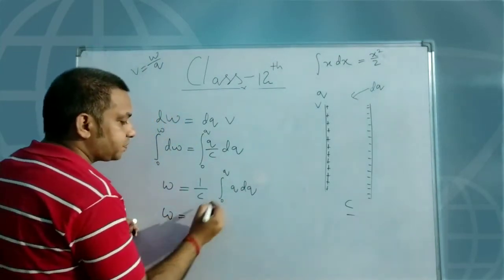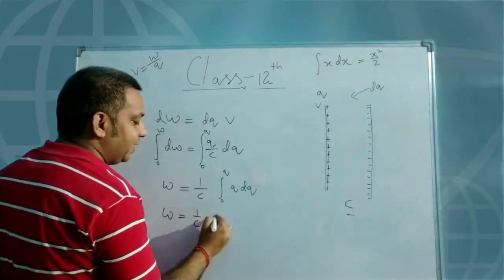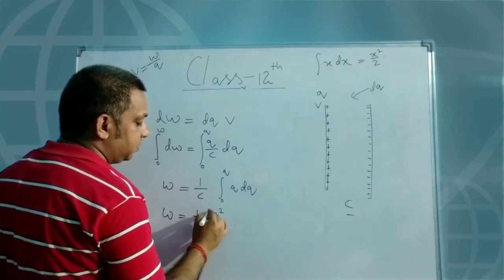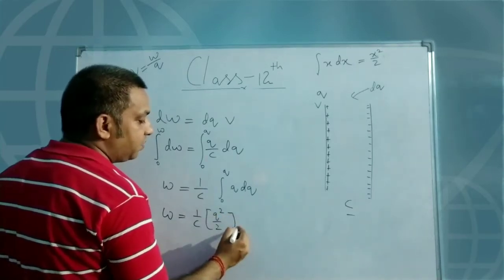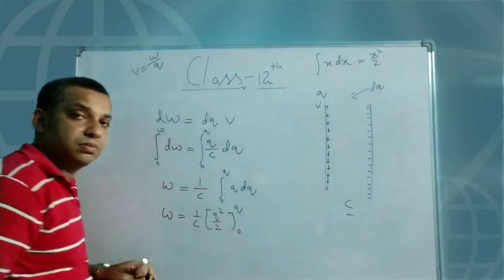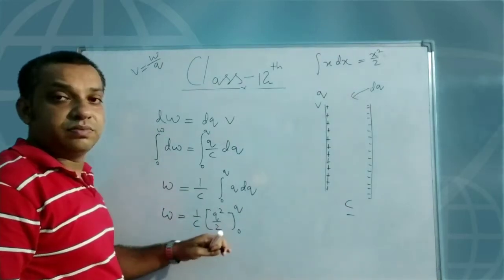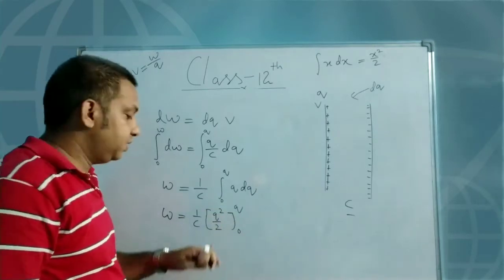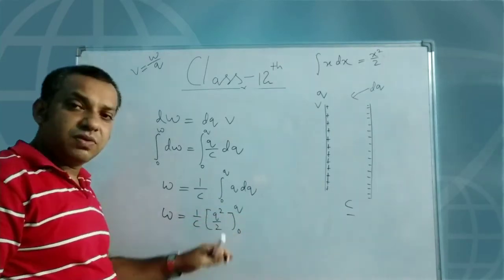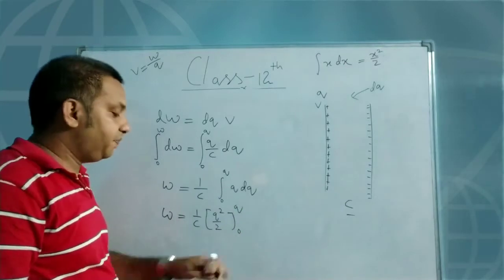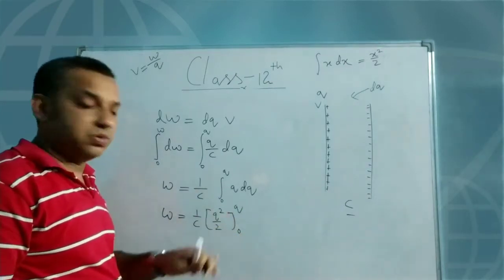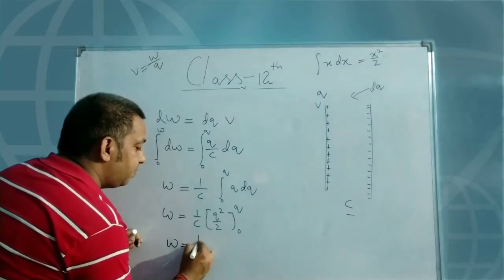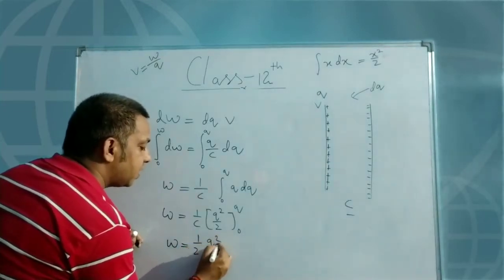W is equal to 1 by C times Q square by 2, and the limits we have to put are 0 to Q. What is the procedure to put the limits? Upper limit minus lower limit. The upper limit is Q, so in place of Q you put Q and the value will be the same, and when you put 0, that becomes 0. So you will get the final expression for the work done: 1 by 2 Q square upon C.